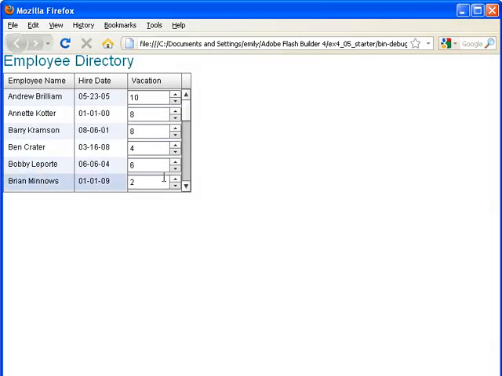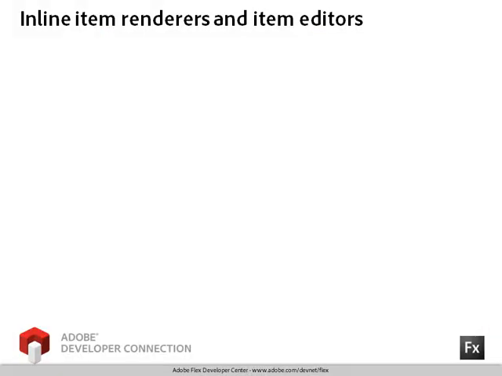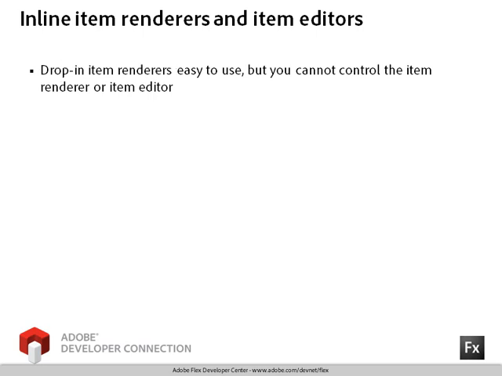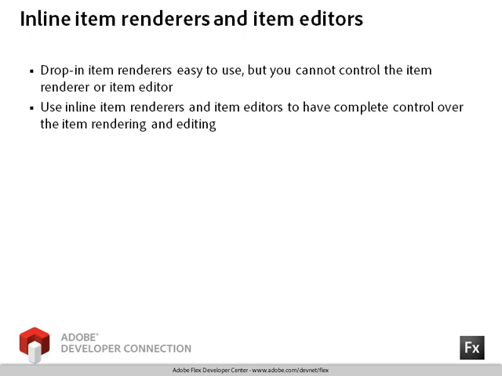I also want to limit the maximum and minimum values for this control to 26 and 2 respectively. Unfortunately, when you create a drop-in renderer or editor, you cannot do this. Drop-in item renderers are easy to use, but since you are only referring to the class name in the item renderer or item editor properties, you don't have a way to pass additional properties to the control. You can have full control over the properties of your renderer or editor by implementing them in line.